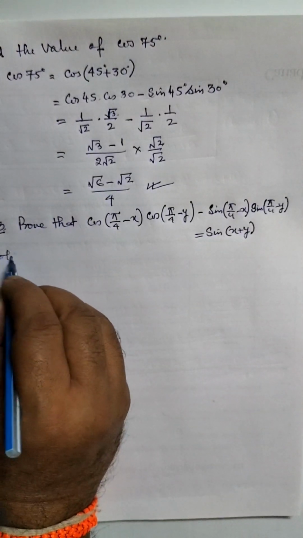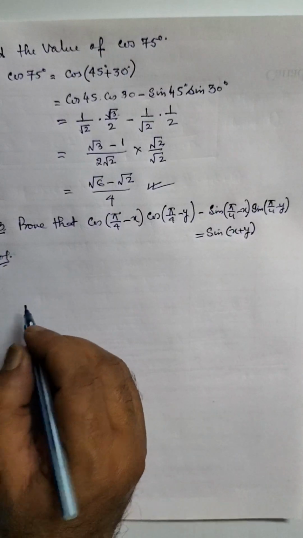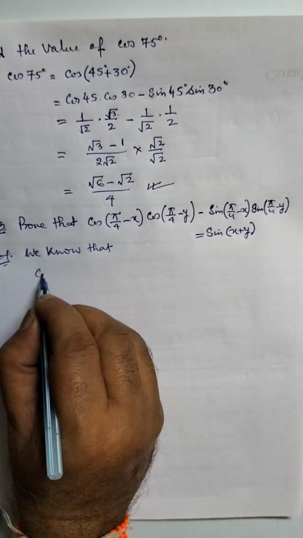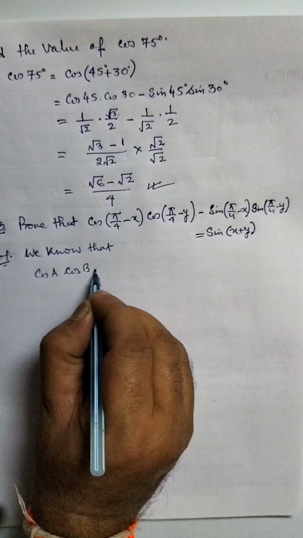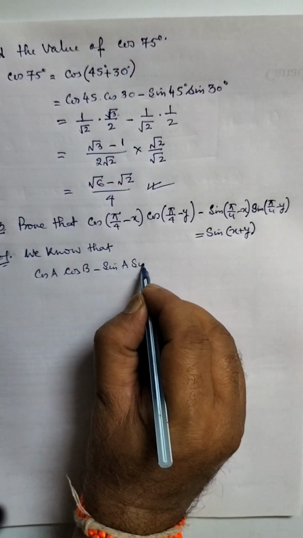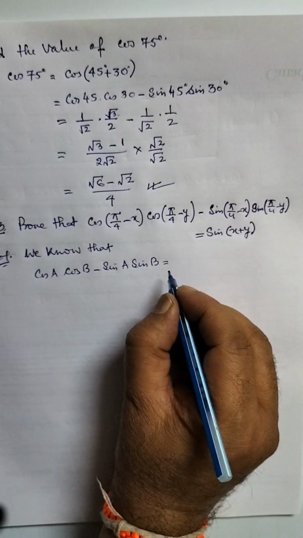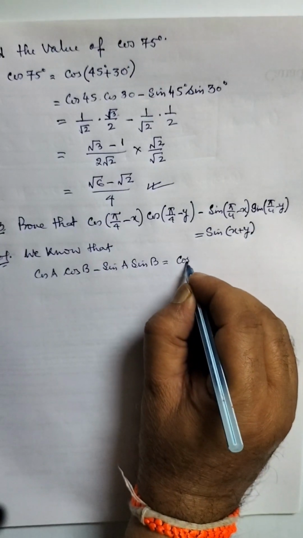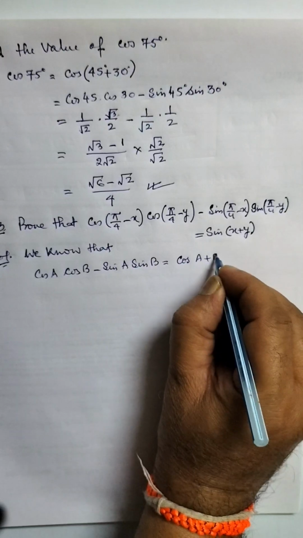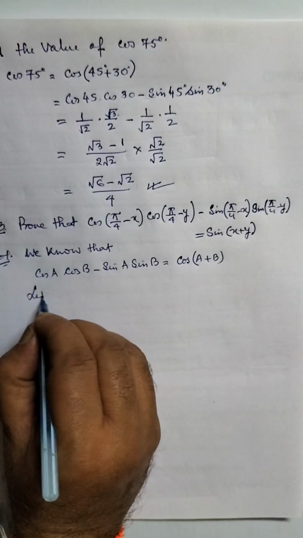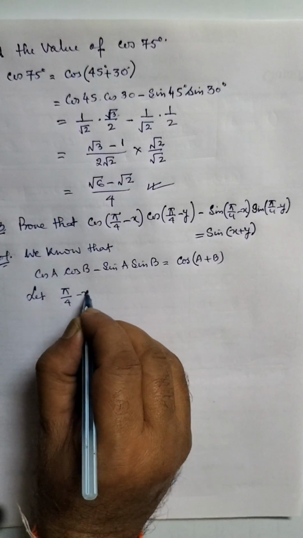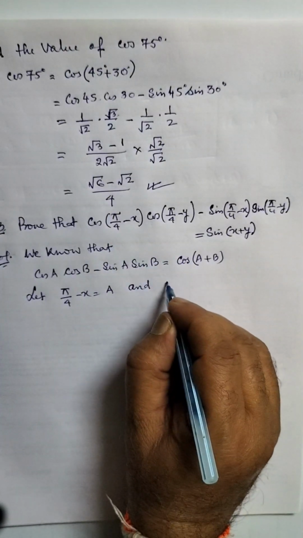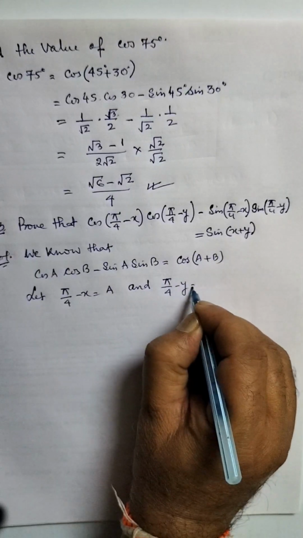Now let's solve it. Solution. We know that cos A cos B minus sin A sin B is equal to cos of A plus B. Now let pi by 4 minus x be A and pi by 4 minus y be B.